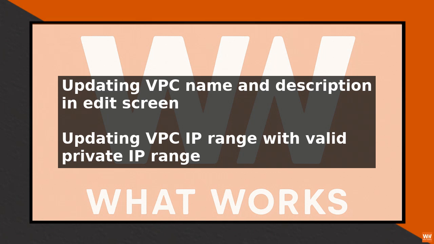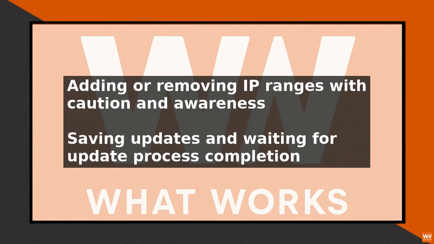After making the necessary changes, click Save to apply the updates. The update process may take a few seconds to complete. Once the update is complete, the VPC will be updated and all resources in the VPC will be using the new IP range. It is also important to note that some resources, such as droplets and load balancers, may need to be restarted or reconfigured after the VPC update. Make sure to test all resources after the update to ensure they are working as expected.